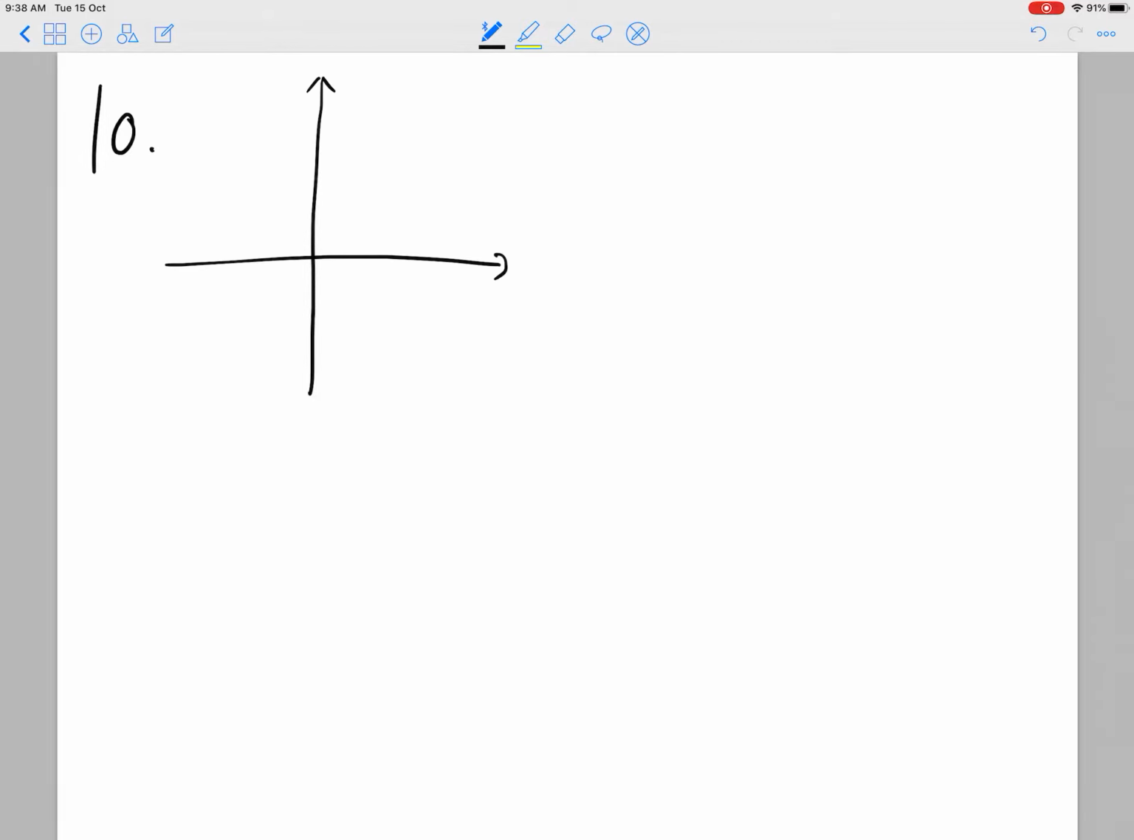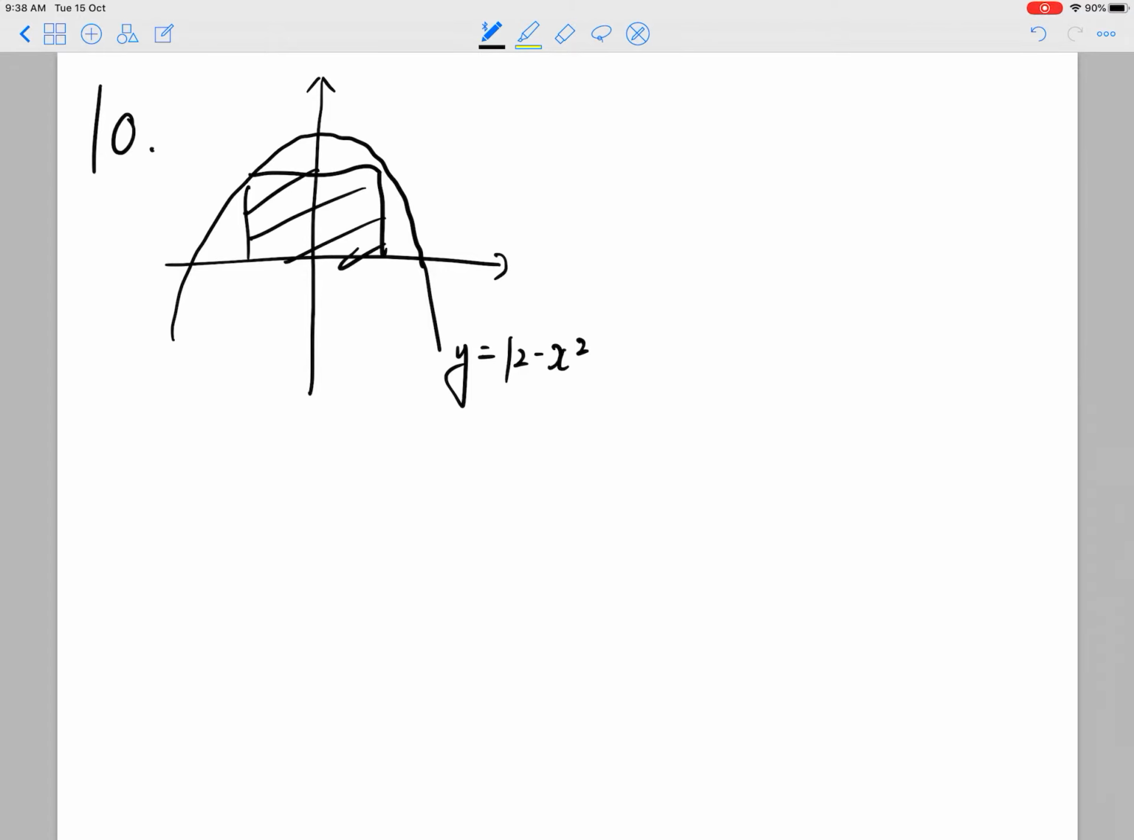Okay, problem 10. First you have a parabola, this 12 minus x squared. What is the largest area of rectangle we can have? For example, we can have this rectangle, it has an area, right? Or we can have a rectangle like this, which has another area. We can have a rectangle like this, and this is the area.